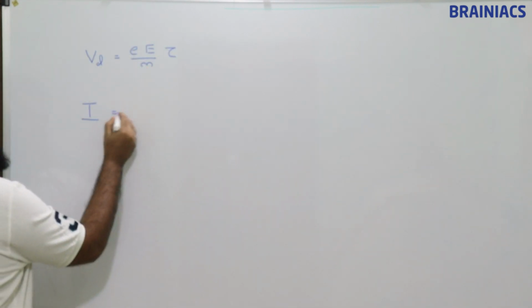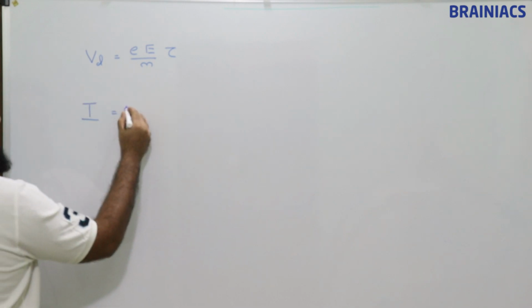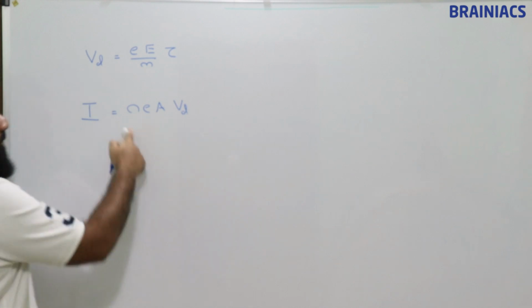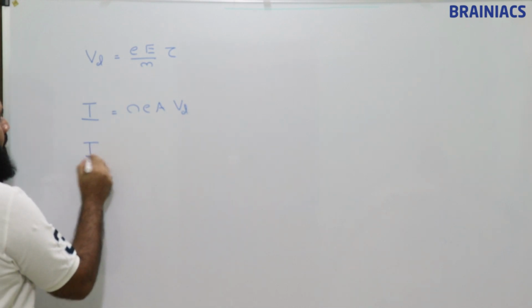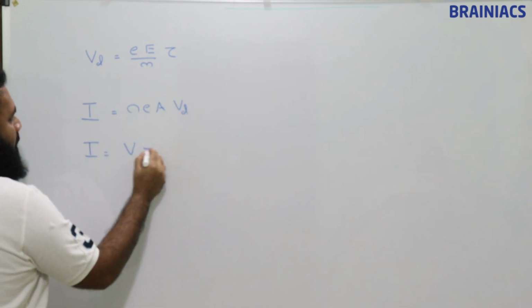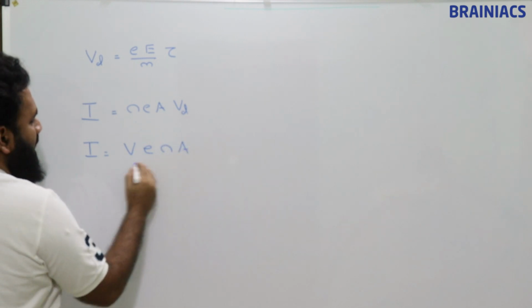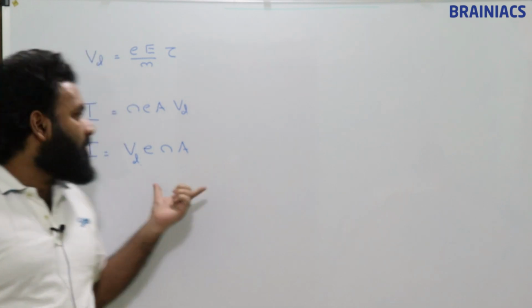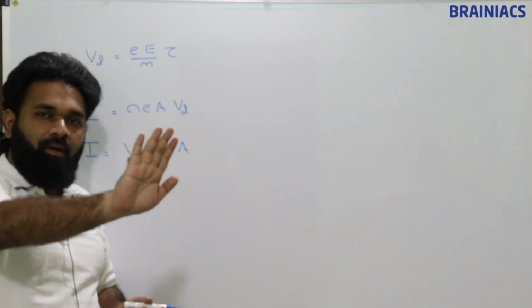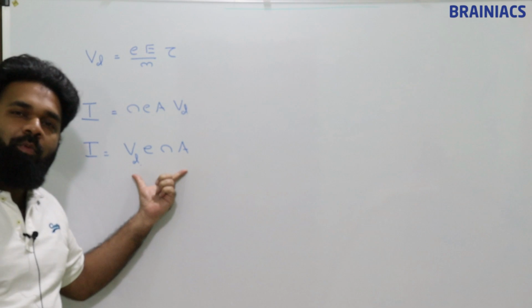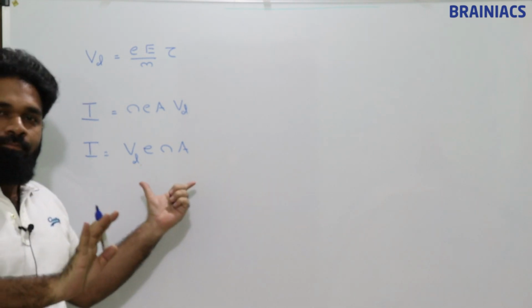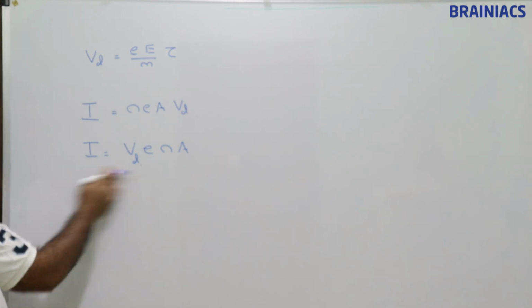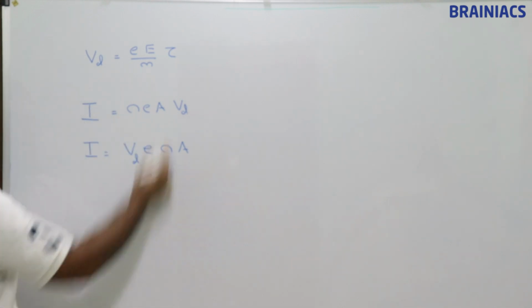the relation between drift velocity and current is I = neA v_d. If you want, you can write it this way also: I = v_d e n A. If this is easy for you to remember, you can remember it that way. This is the relation between current and drift velocity.